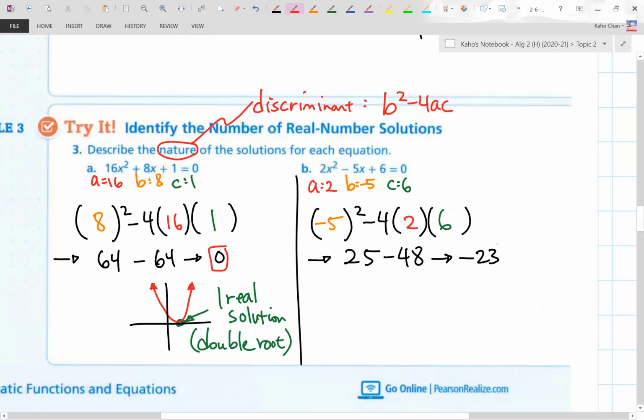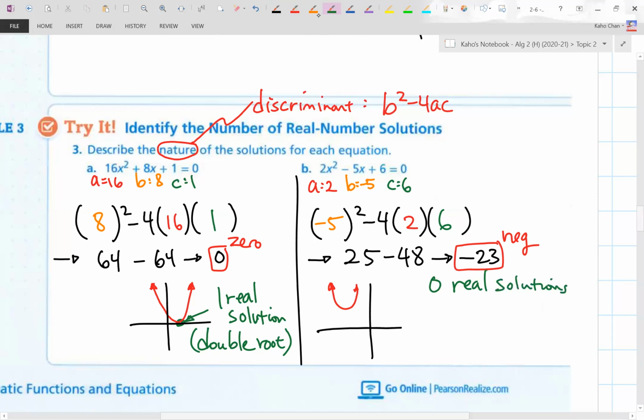That's not the answer to the problem. That just tells us how many real roots we have because this is negative. Earlier this was 0. We have a floater somewhere, okay? It's floating out there somewhere. So this one has 0 real roots, or solutions, otherwise known as two imaginaries.